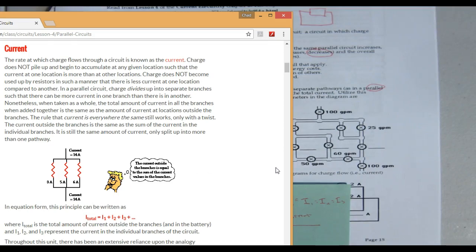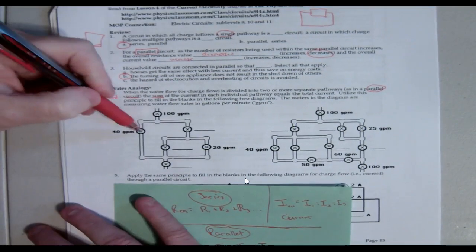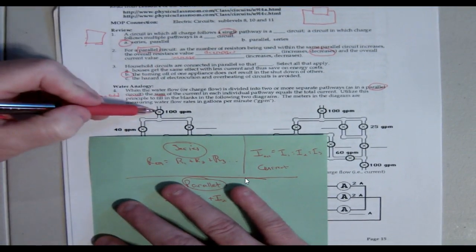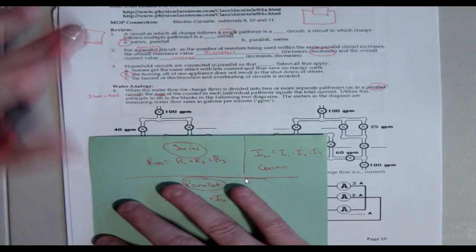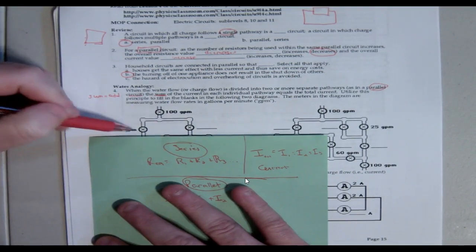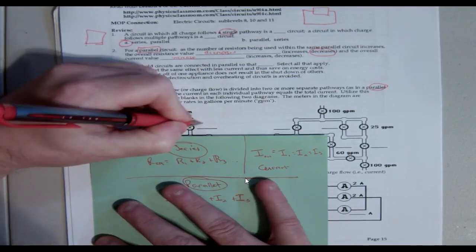So if you need help on this, ask me. I'll do one with you guys. So I'll do a couple of sides with this one. So we know that the current in, or this is gallons per minute of water, but the concept is the same, is 100. So when it divides into this row, 40 is on one side, so it should equal 100, so this should be 60, right?